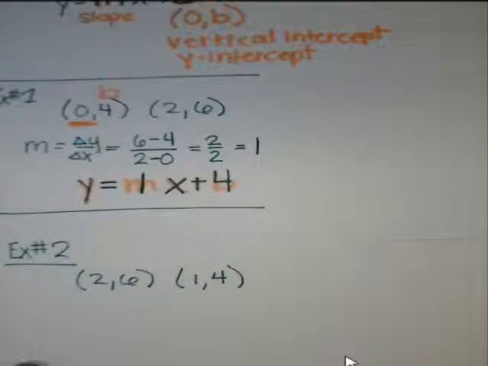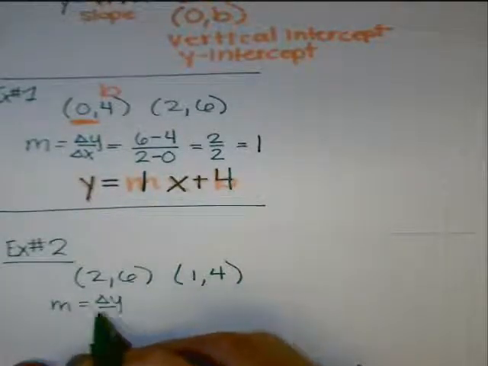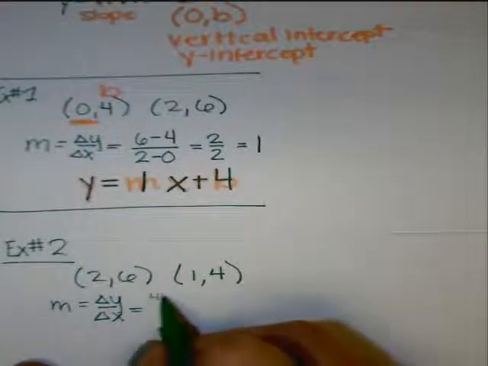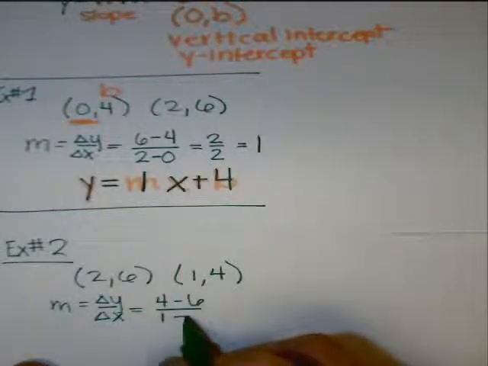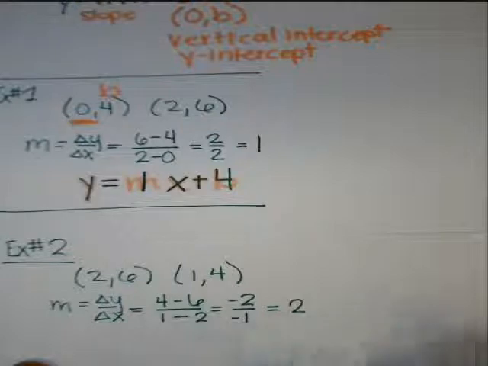Okay, so what I need to do here is calculate my slope, which can be found by finding the change in y over the change in x. This would be 4 minus 6 over 1 minus 2. Negative 2 over negative 1. This is a slope of positive 2.